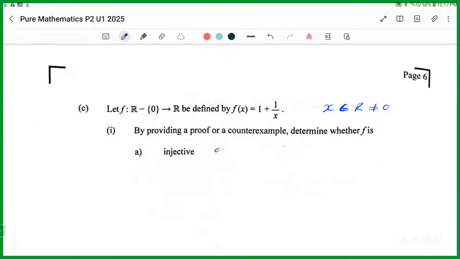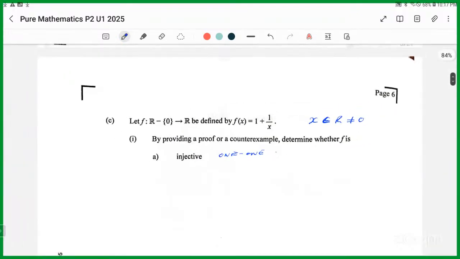Remember, injective means one-to-one. So we can do the one-to-one test. Right? We're going to test f of a equals f of b, where a and b must fall under those conditions. So a and b have to be real, not 0. All right. Now, what you want is for a equals b to be the only solution. If that is the case, then the function is one-to-one. What is f of a? Then we put in a here.